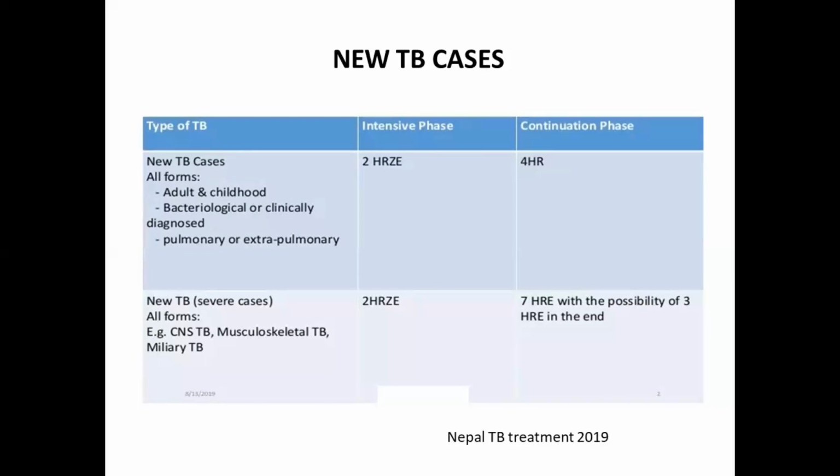And what to do if the patient has new tuberculosis, but the case is very severe, like the patient has CNS tuberculosis or musculoskeletal tuberculosis or miliary tuberculosis? In these cases, the intensive phase is the same, that is for 2 months you give the HRZE 4 drug regimen, but in the continuation phase you will give 3 drugs, that is the HRE regimen, isoniazid, rifampicin, and ethambutol. And the continuation phase can be prolonged from 7 months to 10 months.